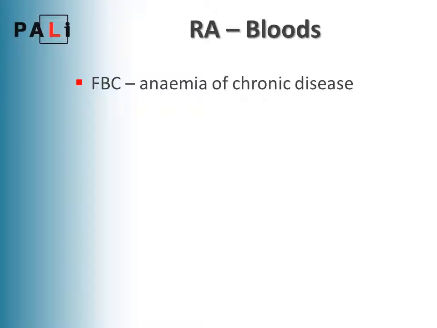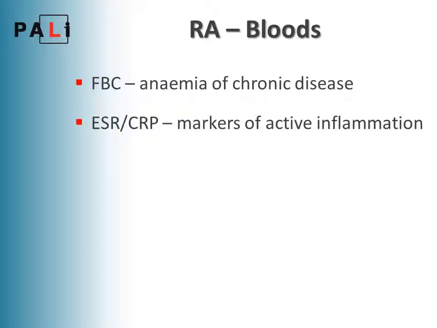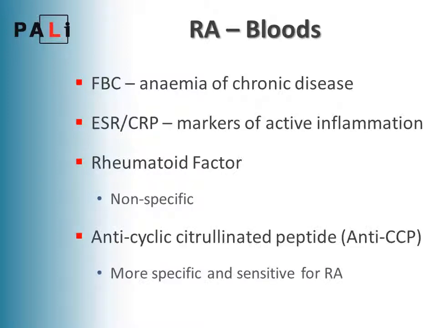ESR and CRP are useful markers of active inflammation and let you know the status of disease at that point in time in terms of inflammation. Rheumatoid factor is a commonly cited marker. It's important to test, but you must remember it's fairly non-specific for rheumatoid arthritis. And actually, anti-cyclic citrullinated peptide is a far more specific and sensitive test for rheumatoid arthritis.